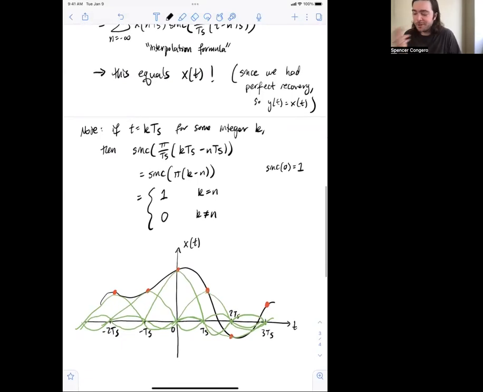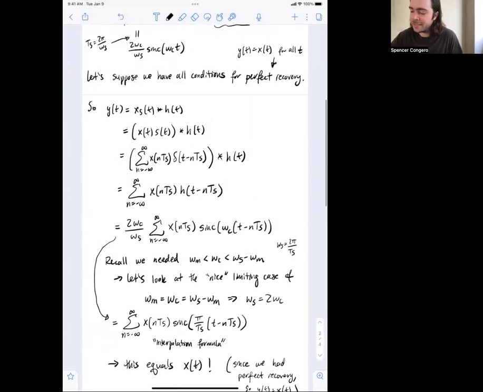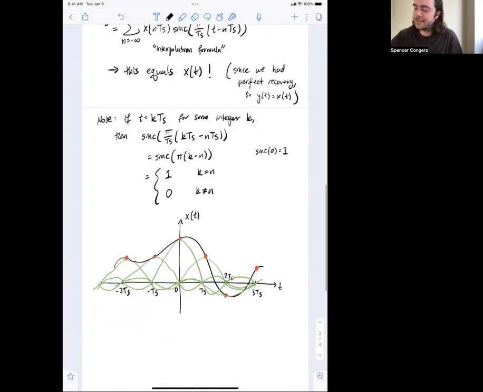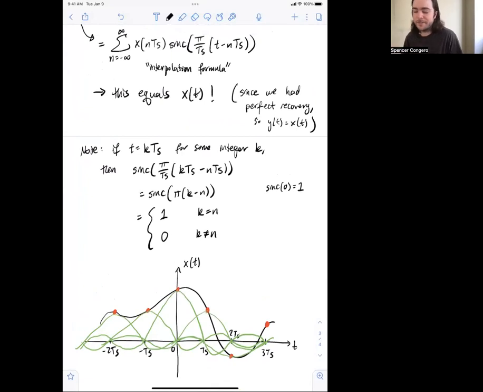So pretty cool. You see why we start with the frequency domain analysis before we do this, because this is a little strange. But we just went through the math, and this is what we obtained. The main idea being that when we use this low pass filter, this reconstruction filter in frequency, in time we're convolving with a sinc function. And we just followed it through and got this amazing interpolation formula for our function x of t. So pretty cool. So that's all I have for this video, and I'll see you in the next one.